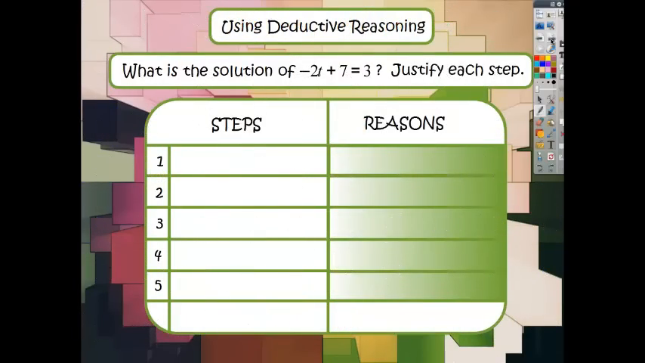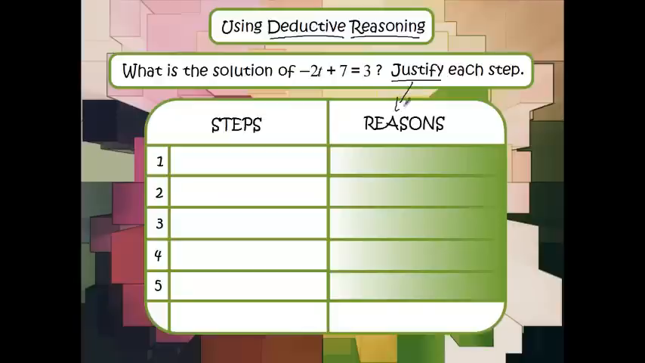Alright, so now we want to learn how to use what's called deductive reasoning. Whenever you see deductive reasoning, it means you're going to be doing a proof type question where you're going to show each step along the way and give a reason why you're using that step. So the question is, what's the solution of negative 2t plus 7 equals 3? And then it says justify each step. Well, the justification, that's this reason part here.